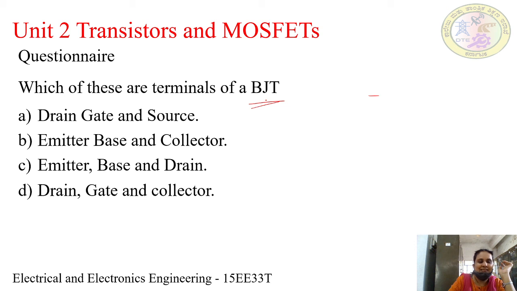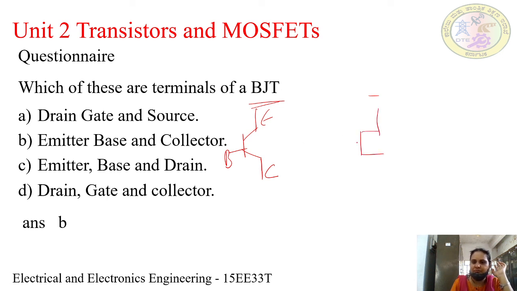So let's write the answer. Answer B, emitter, base and collector. In the case of a BJT, we have emitter, base and collector. For MOS it will be different. If you look at the MOS, I have drain, gate and source.